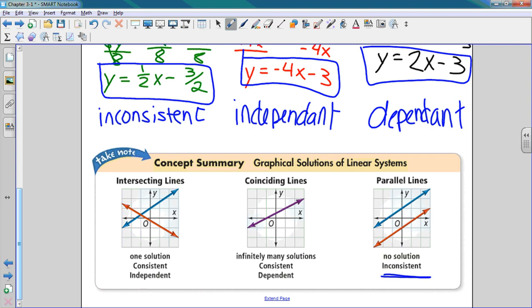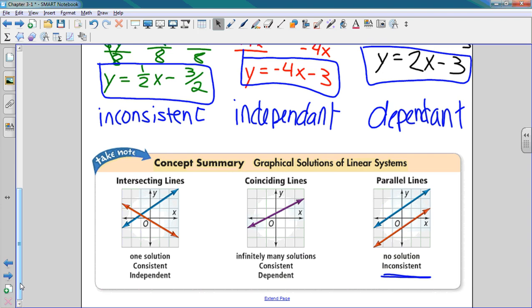Inconsistent, independent, and dependent. Now you've seen an example of all three. Now you know what they're going to look like when you solve for y. You're either going to have parallel lines with the same slope and different y-intercepts, or two completely different lines, or you're going to have the exact same lines. That's it. Now, if it is one of these three, we need to be able to graph them and see what they look like.